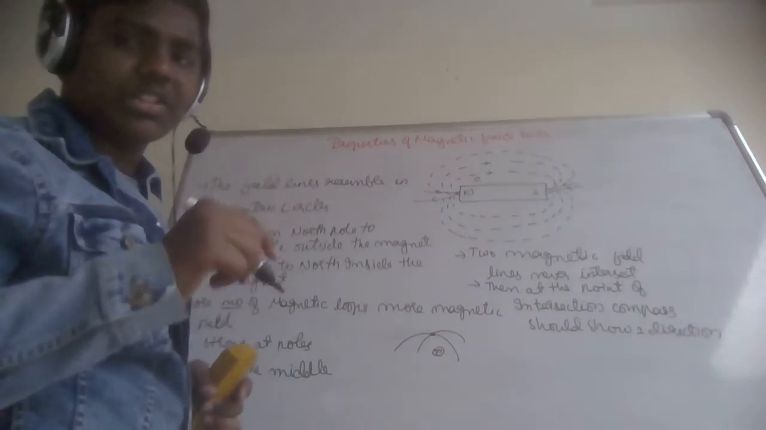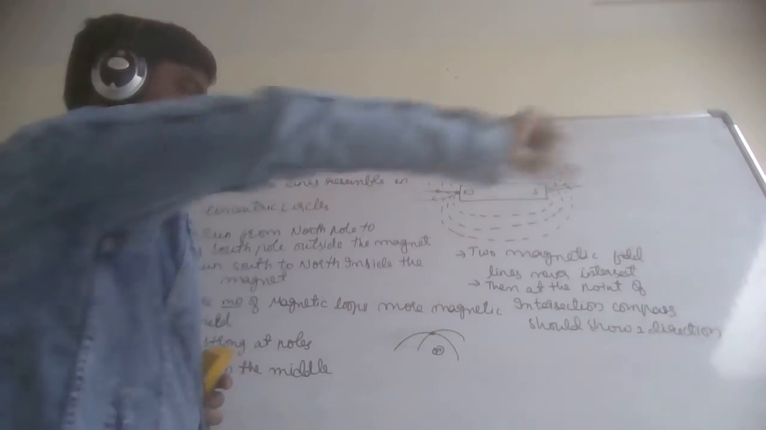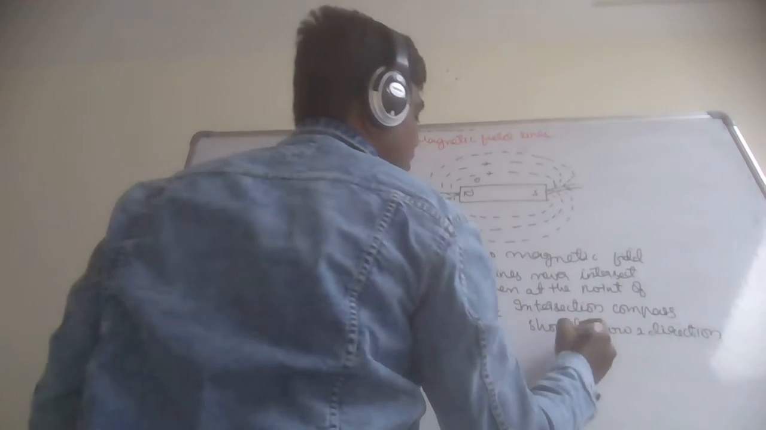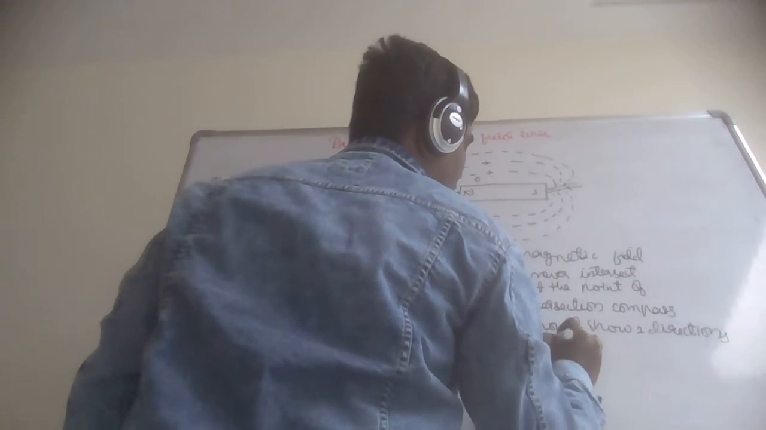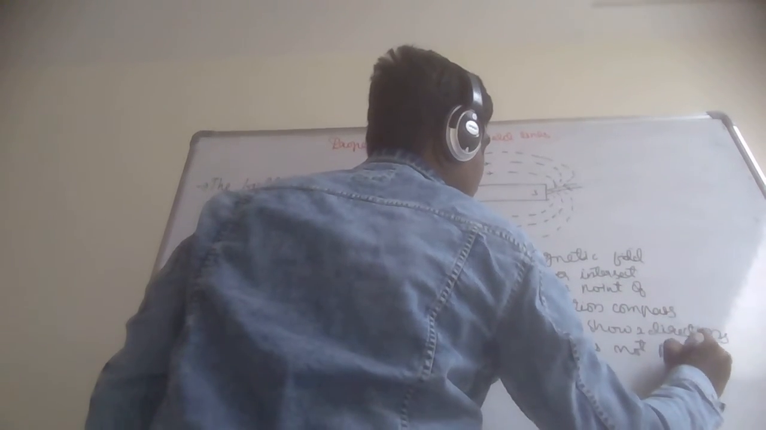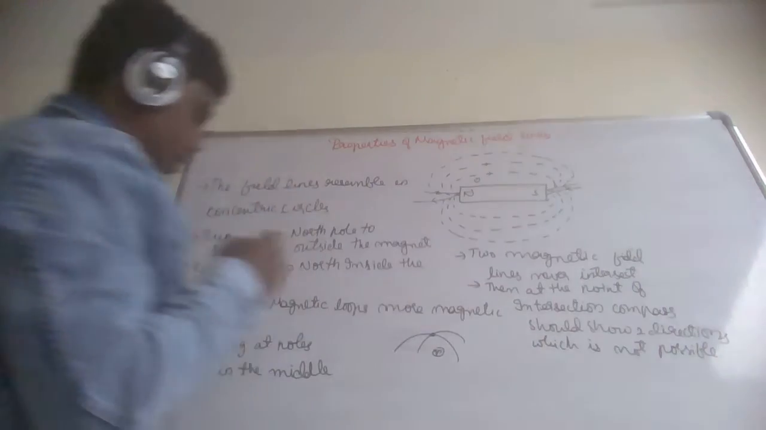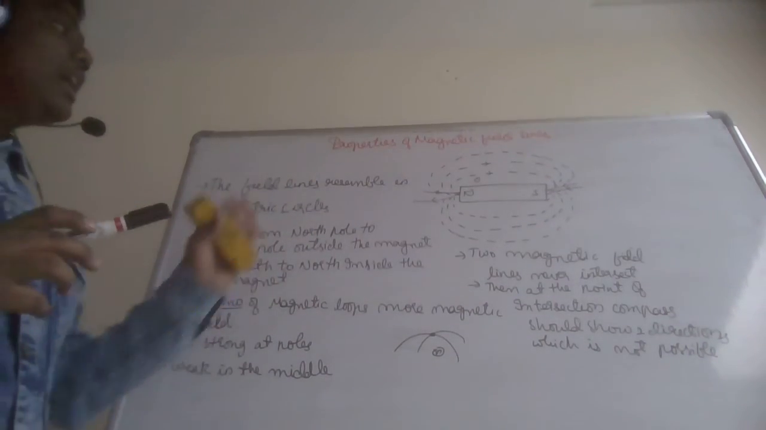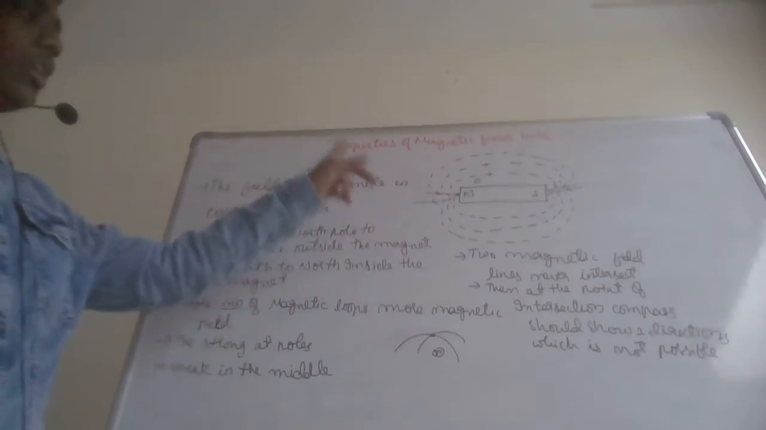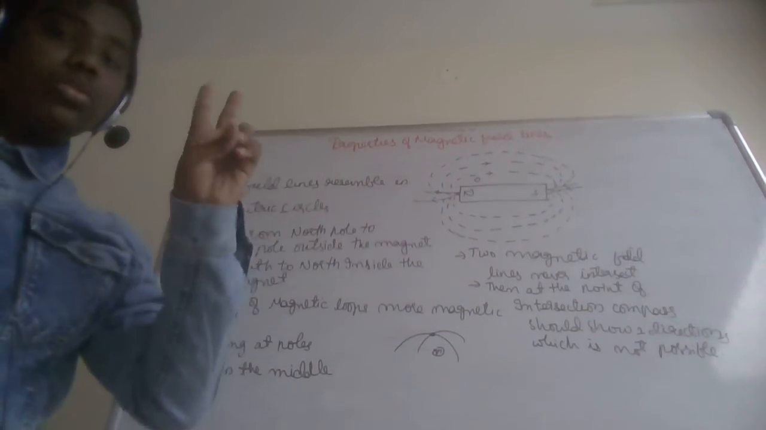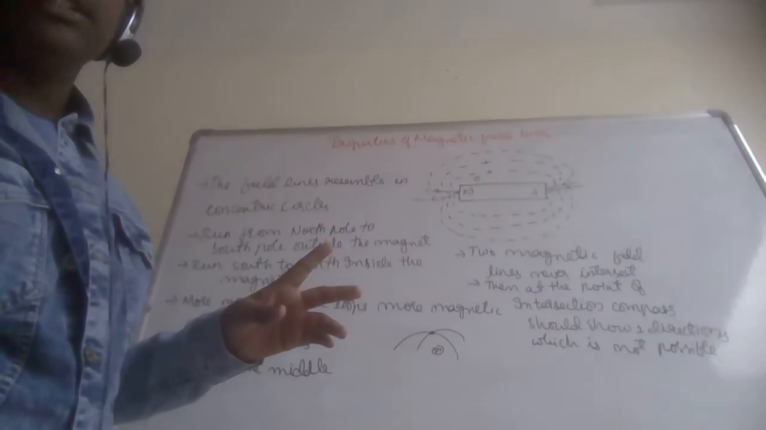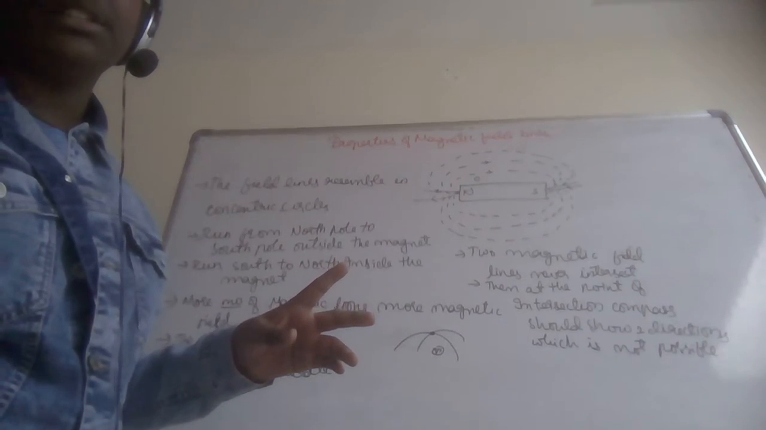Will the compass show two directions? It will have only one needle. How can it show two directions? So at the point of intersection, the compass should show two directions, which is not possible. So the magnetic field lines never intersect each other, because at the point of intersection the compass would need to show two directions, which is not possible by the compass. So that's why two magnetic field lines never intersect.